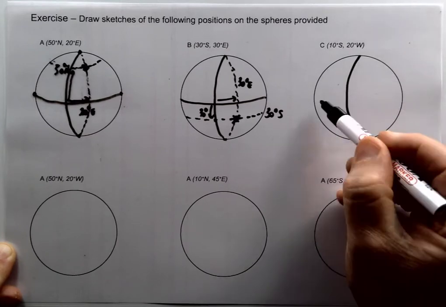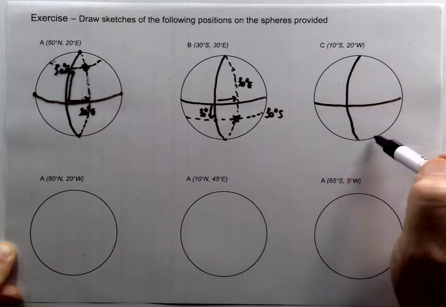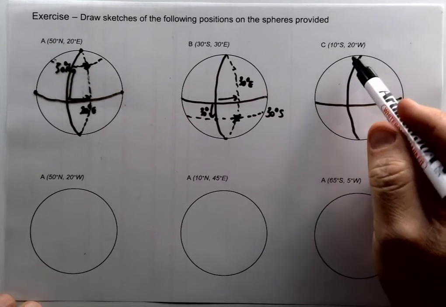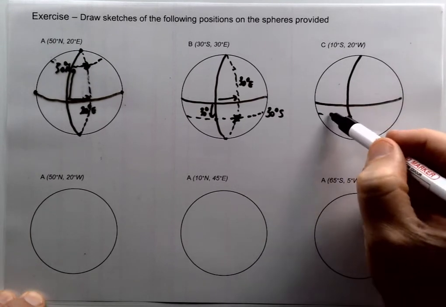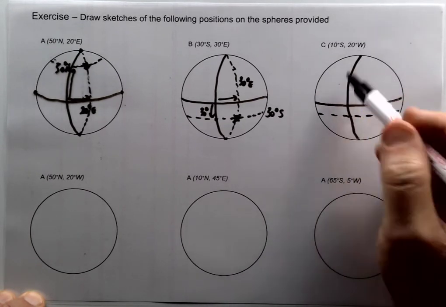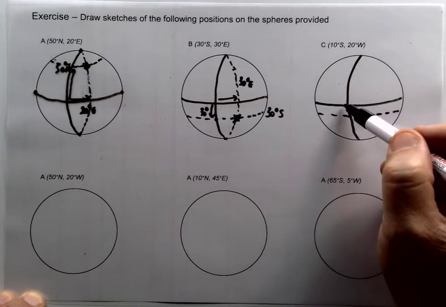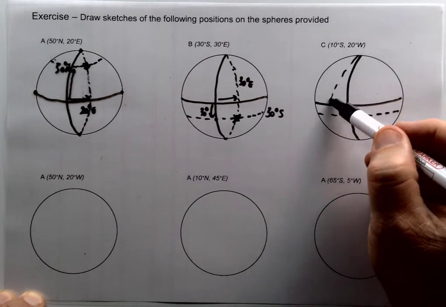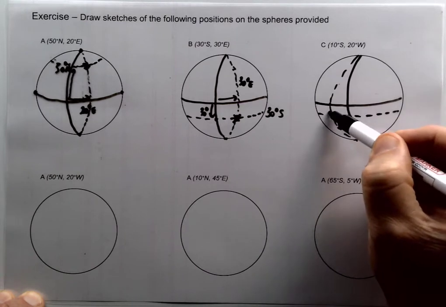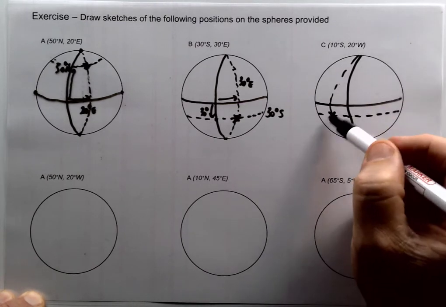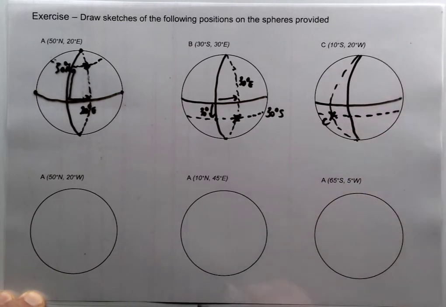Okay, again, starting with our prime meridian and the equator, we've got 10 degrees south, which is about there. This time we've got 20 degrees west, so we need to come this way. So it's going to be about like so. Again, we can just put the C there if you like.